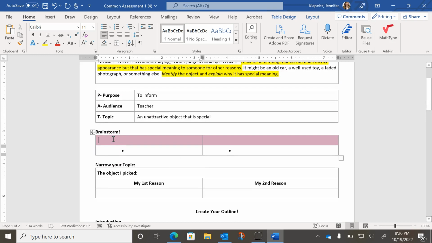Now that I know what I'm going to write about, I need to brainstorm my ideas. So the first thing I'm going to do is come up with two things that are pretty ugly but have special meaning. My first one, I'm going to put my husband's truck. Now, it's not special to me, but it's my husband's favorite thing in the whole world. And even though it's ugly, it's still really special to him. My second object I'm going to try to brainstorm for is going to be an ivory necklace that I have.